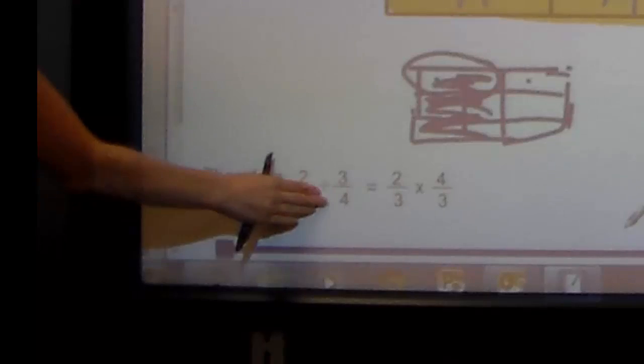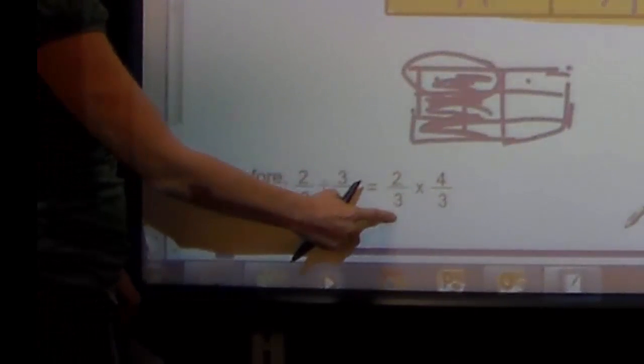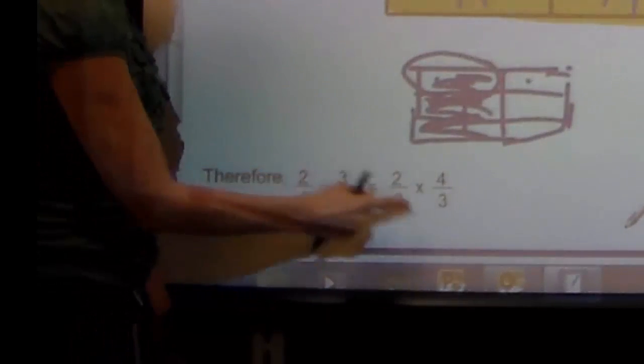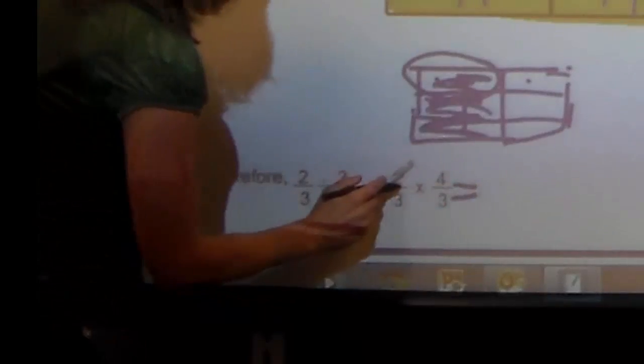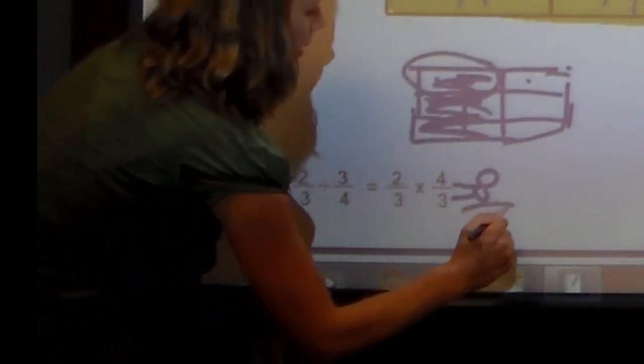I can check and make sure that 2/3 divided by 3/4 using the reciprocal, multiplicative inverses. 2/3 times 4/3. 2 times 4 is 8. 3 times 3 is 9. 8/9.